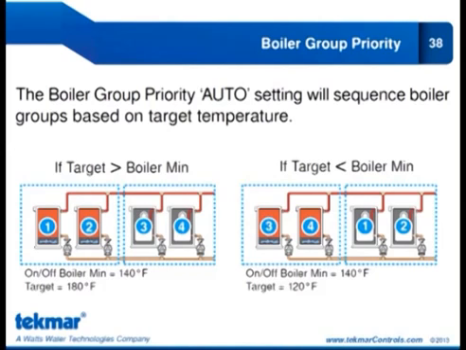Then as your heat loss increases and it gets colder outside, once your calculated target temperature is at least that boiler minimum, it's going to lead with the non-condensing group. So that's that changeover point. You get to choose that, by the way.